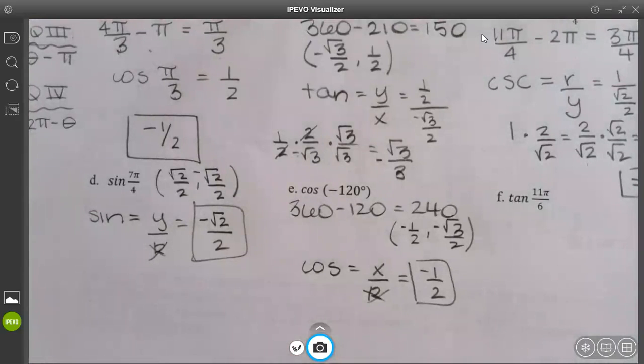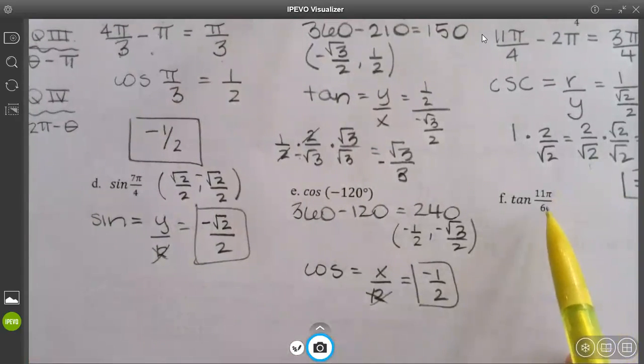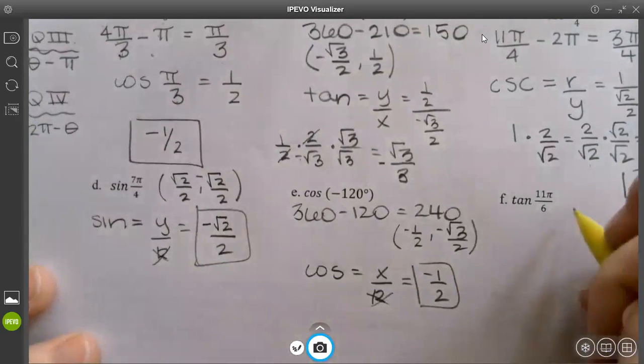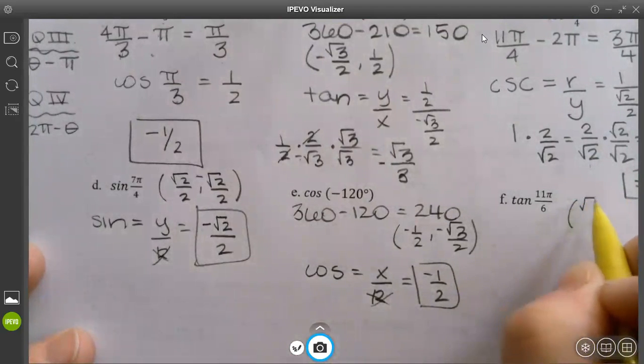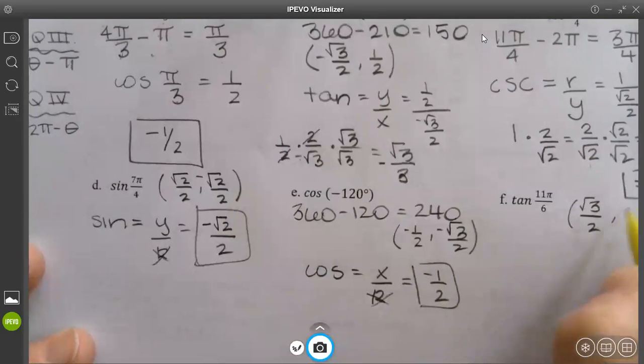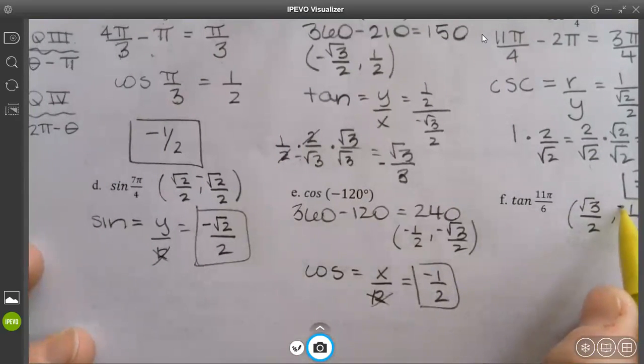All right, 11 pi over 6. What is it over? 6. Hey, check this out. 11 pi over 6 is where? Quadrant 4. It's almost the very last one, right? So what are my coordinates for that? Square root of 3 over 2 and 1/2. And if it's in quadrant 4, it should be negative 1/2.